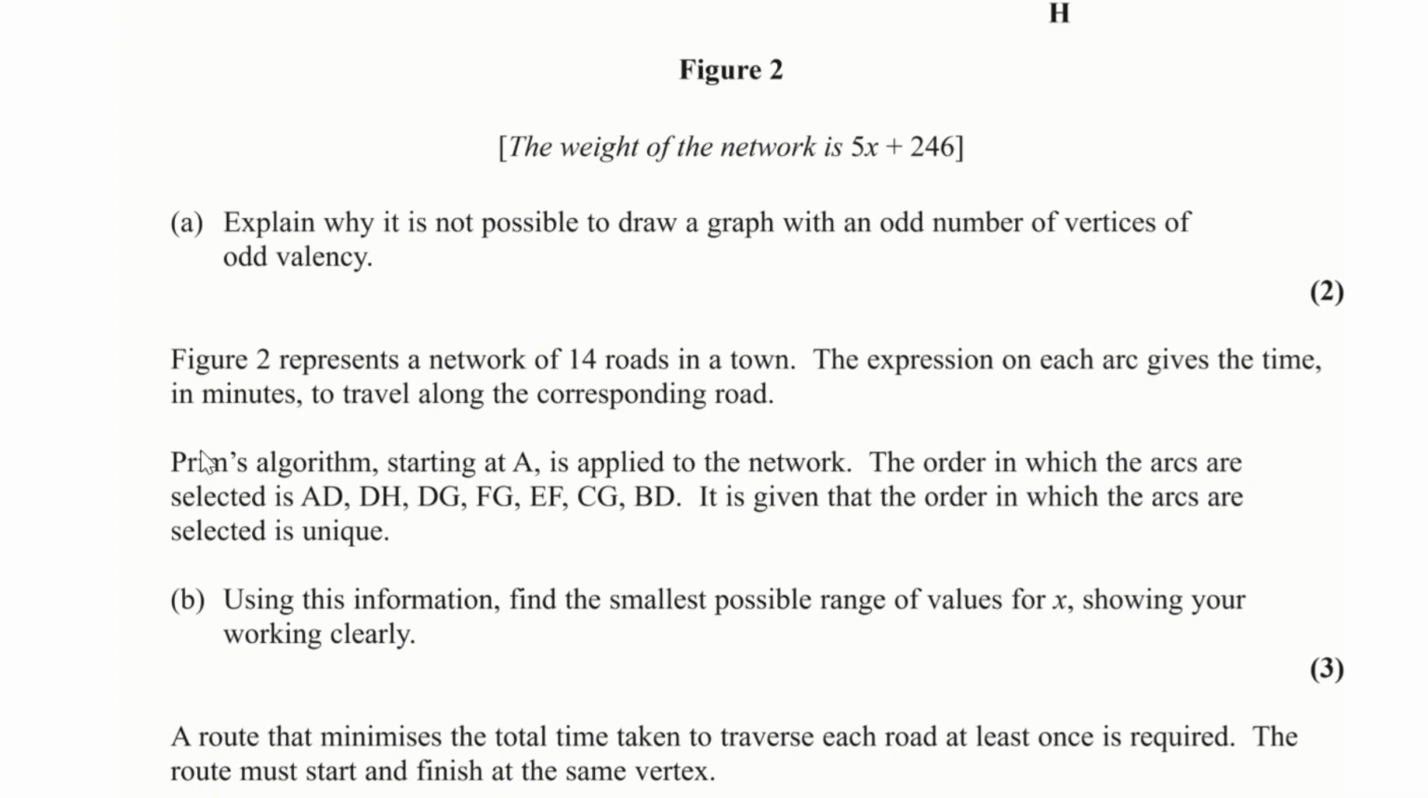For part B of the question, figure 2 represents a network of 14 roads in a town. The expression on each arc gives the time in minutes to travel along the corresponding road. Prim's algorithm, starting at A, is applied to the network. The order in which the arcs are selected is AD, DH, DG, FG, EF, CG, BD. It's given that the order in which the arcs are selected is unique. Using the information given over here, we have to find the smallest possible range of values for x, showing working clearly.